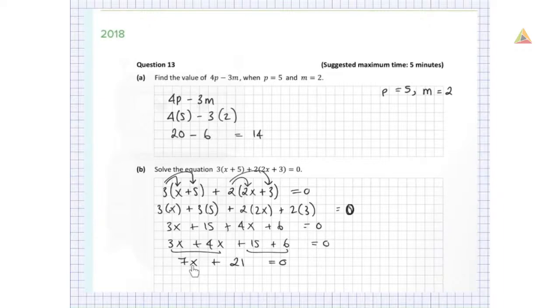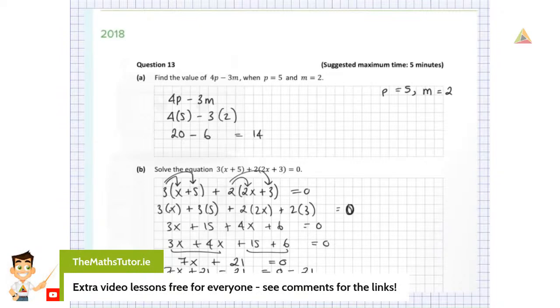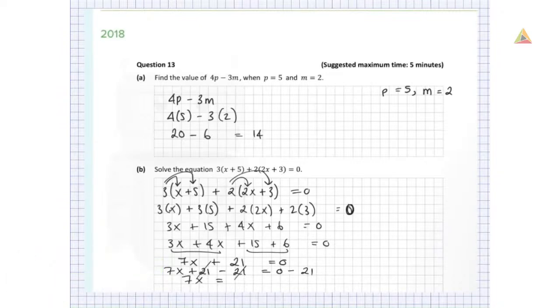Now we want to get x on its own. So in order for us to do that, we need to get rid of the 21. So you've got plus 21, how would you make that 0? You'd take away 21. So we're going to take away 21 on this side, and we're going to do the same to this side. So it's going to be 7x plus 21, take away 21 is equal to 0, take away 21. So they cancel, give you 0, so you get 7x is equal to minus 21.